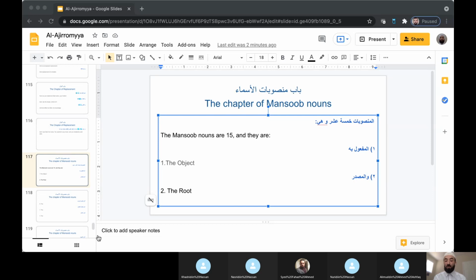We said how many inflections do we have? For nouns, we have three different types of inflection, right? Except Rafa and Nasab, what's the last inflection that nouns accept? Does anyone remember? Is it khafad? Yes, khafad, very good. The last inflection is khafad.